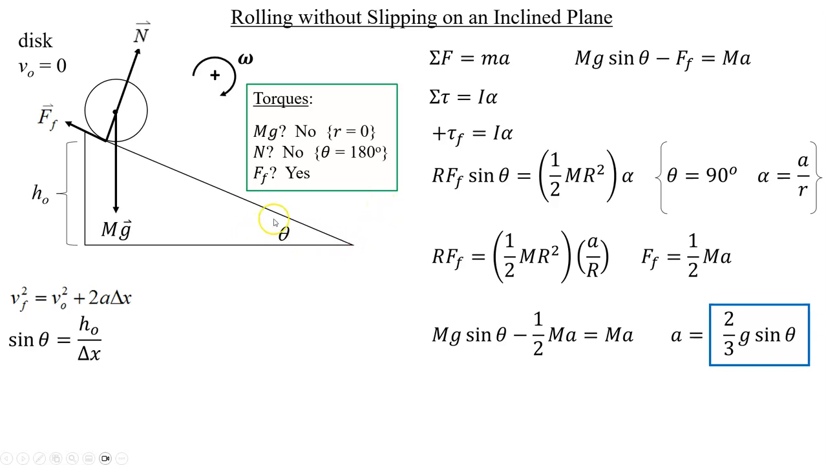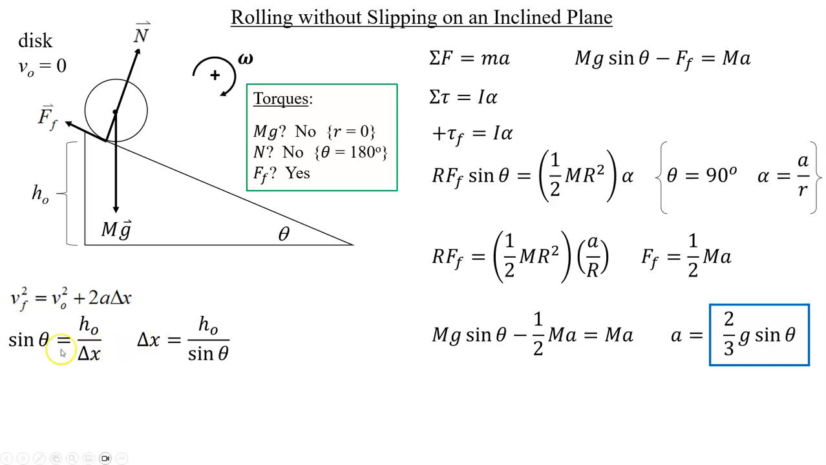Well, we can just use trig. We can say sine of theta is opposite over hypotenuse. That's going to be h naught over delta x. So we can solve that for delta x and substitute it in here. v naught is going to be 0, and acceleration is 2/3 g sine theta. Okay, so put that all together on your own and see if you can develop an equation for its final translational speed at the end of the incline.